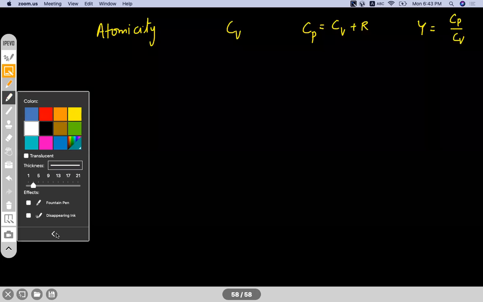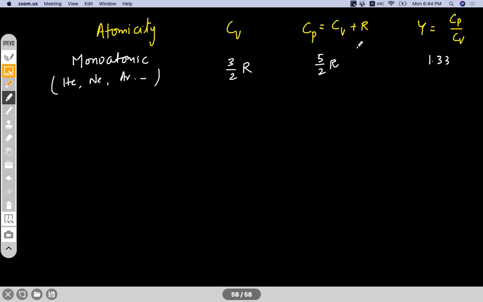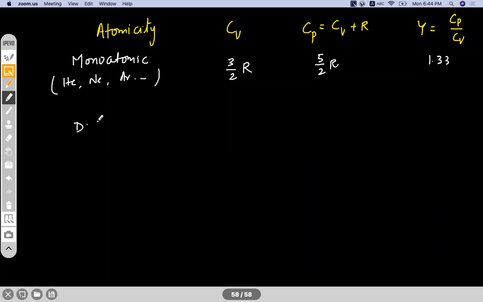So when the atomicity is one, like monatomic gas, that is helium, neon, argon, etc., the value of CV is 3 by 2 R. CP, you just need to add 1, so 5 by 2 R. Gamma is 5 by 3, that is 1.33. If you have diatomic, H2, N2, O2, CV is 5 by 2 R, CP is 7 by 2 R, and gamma is 1.40.